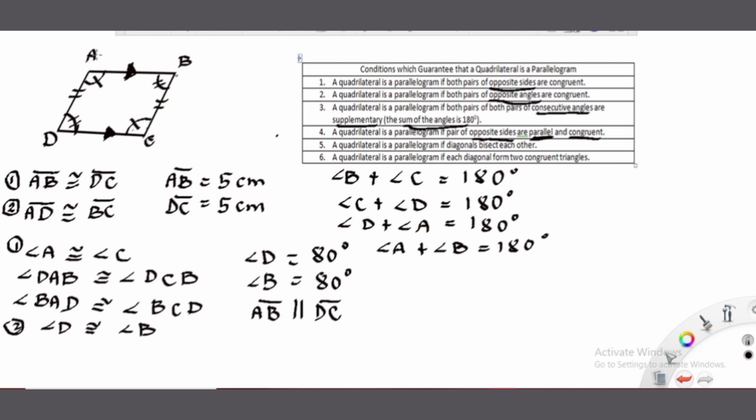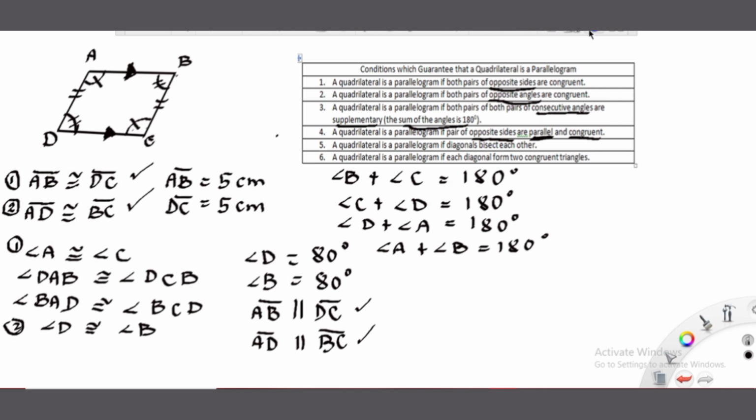So another pair of opposite sides are AD and BC. So we can also write that AD is parallel to side BC. Okay? So that's an additional condition for a parallelogram. So aside from the opposite sides being congruent, just like this, opposite sides are also parallel, just like this. Alright? Fifth condition, a quadrilateral is a parallelogram if the diagonals bisect each other.